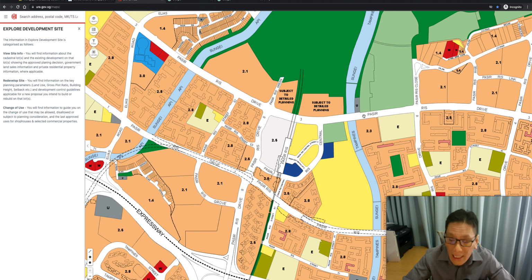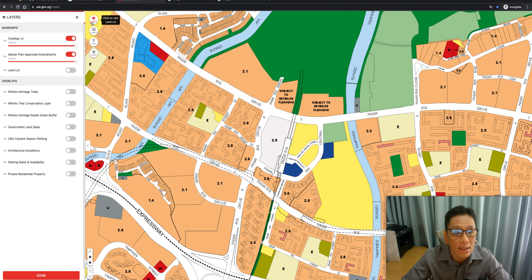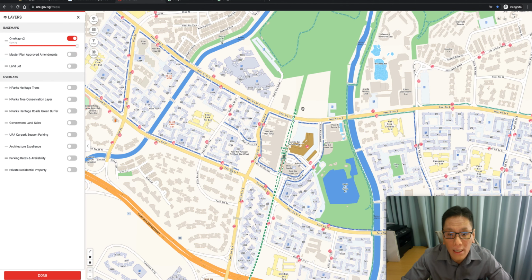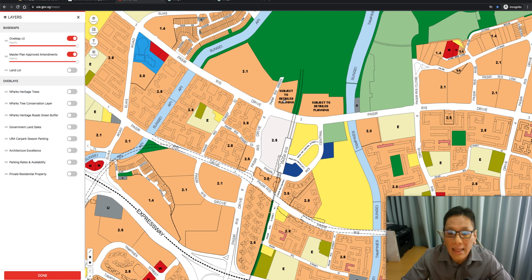Other places I like to look at are all these orange colors. So you have to compare this with the layers with the OneMap. For example, when we look at this site, this is a future HDB. This is a future HDB over here, and these two empty plots of land over here are still empty, but you can see that they are marked as subject to detailed planning, which means it doesn't have any plot ratio yet. What it means is that all this orange color means in future this will be residential.